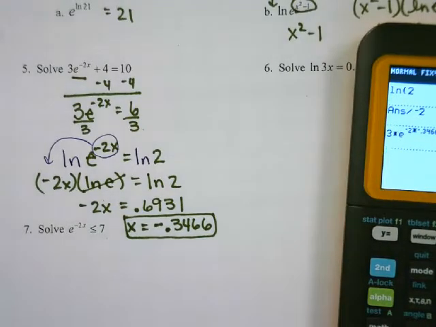Okay, do you want to try 7? Go to 7. Let's do 7 first. Is the e by himself? Yes. So what are you going to do? Oh, logs of both sides. The natural log of both sides.